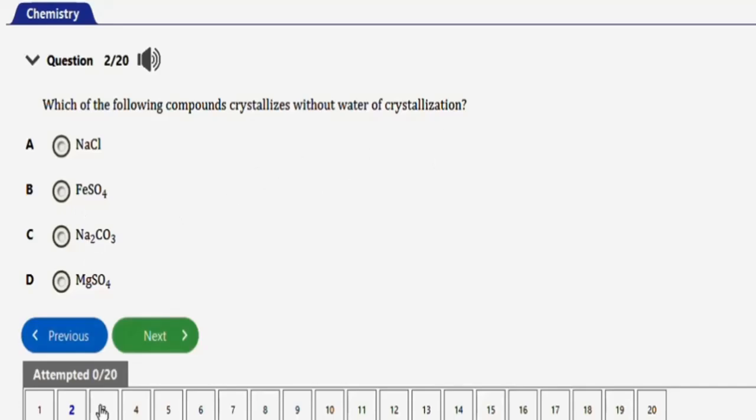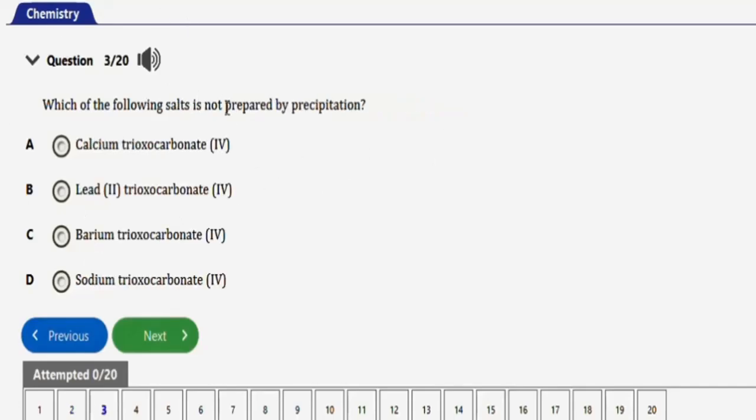Next question will be this one. It says which of the following salts is not prepared by precipitation? We have calcium trioxocarbonate, barium trioxocarbonate, sodium trioxocarbonate. So the right option here will be option D, which is sodium trioxocarbonate.